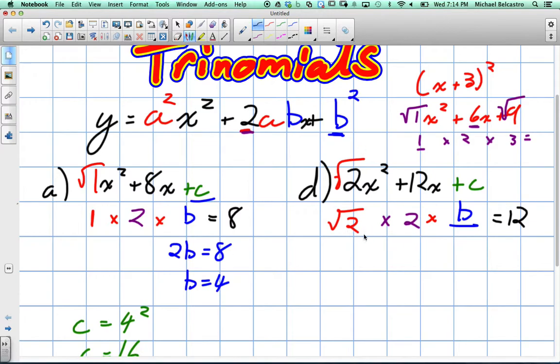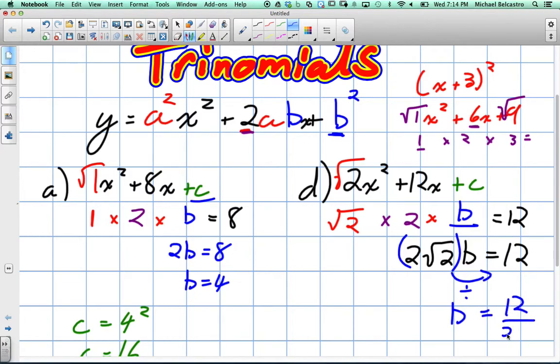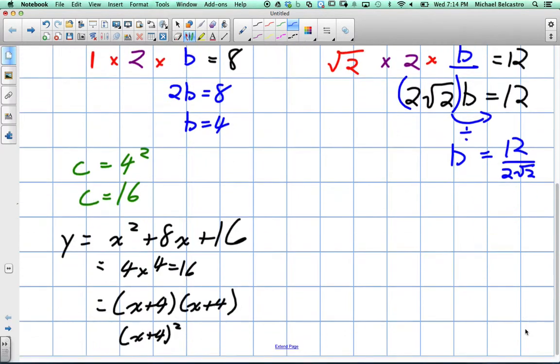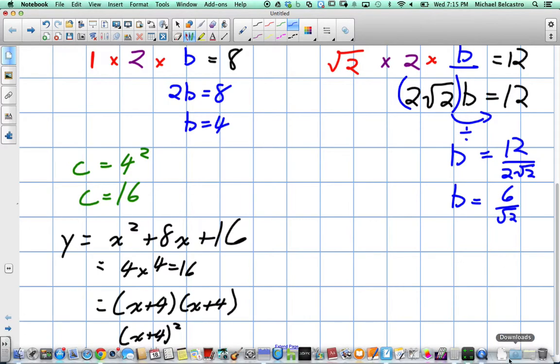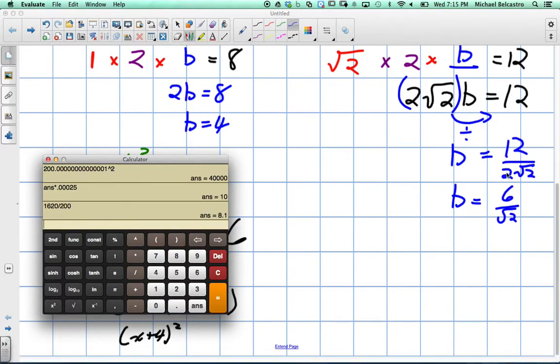So 2 times root 2, I don't know if you've ever dealt with radicals, you can write it as 2 times root 2. We just don't want to get too messy. And times B is equal to 12. Well, think of this. The square root of 2 is a whole term, and I can't make this a term. So in order to isolate B, I bring this to the other side by dividing. We're going to get B is equal to 12 divided by 2 root 2. I can break this down into a decimal if I really want. This would become 6 over root 2.